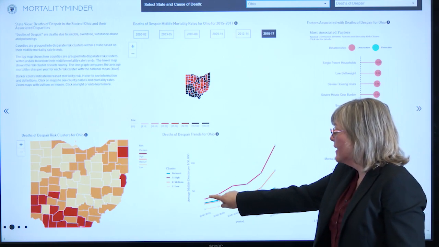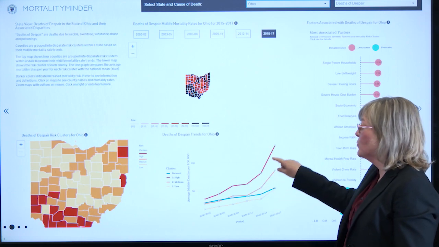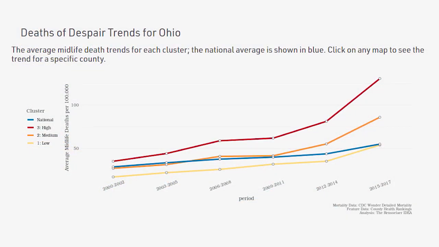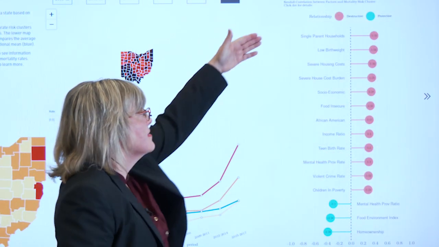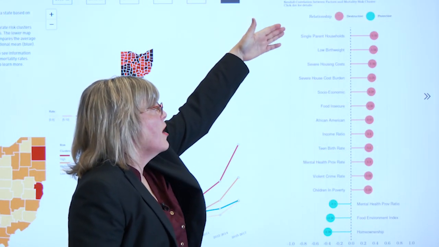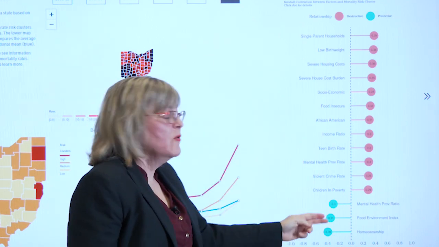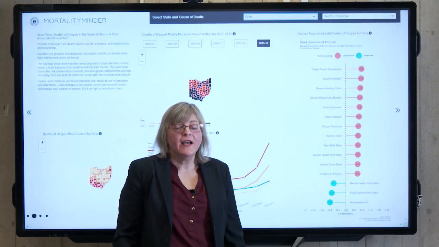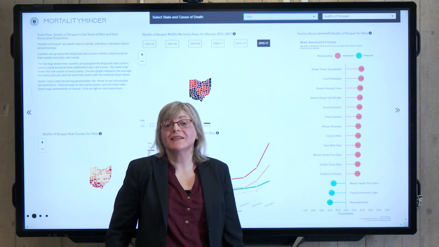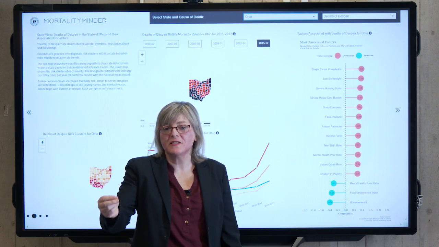But we have these counties that have had almost a 3-fold increase of deaths of despair. So we can again look at the factors determining them, and here we can see that single-parent households is a top contributing factor, while home ownership is protective. MortalityMinder enables an individualized view from a state's perspective.